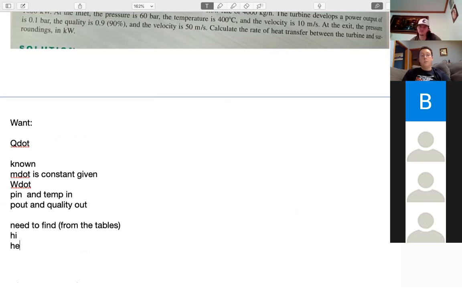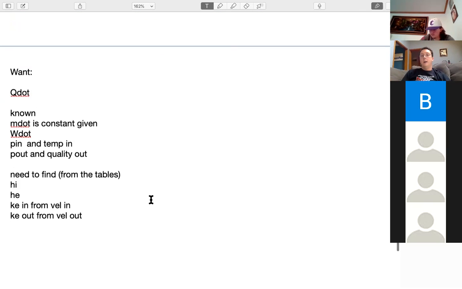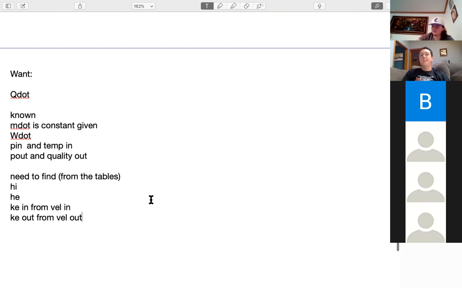So we're going to find kinetic energy in from velocity in and kinetic energy out from velocity out. A lot of times you don't need that, but they gave you the information and literally it's just adding in 1/2 mv, or 1/2 v squared even, right? Because you don't do the math part, you should do it.